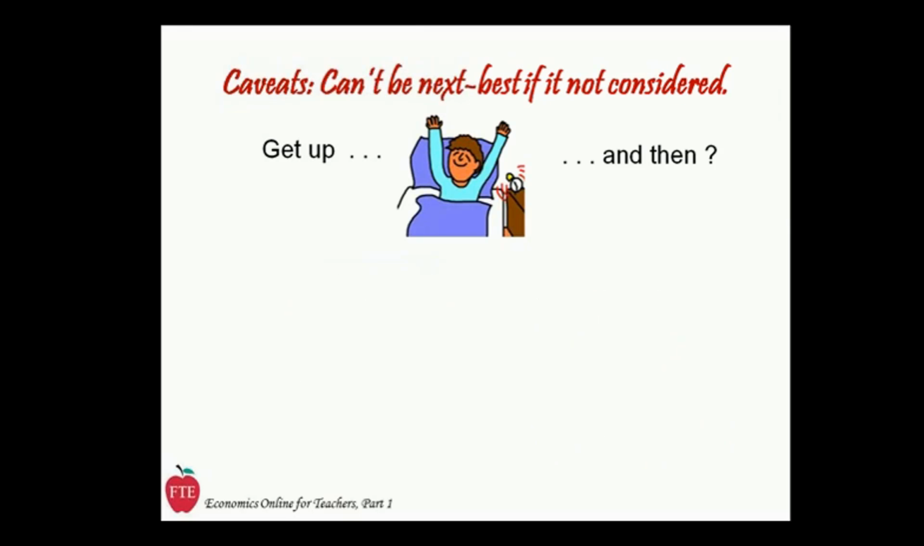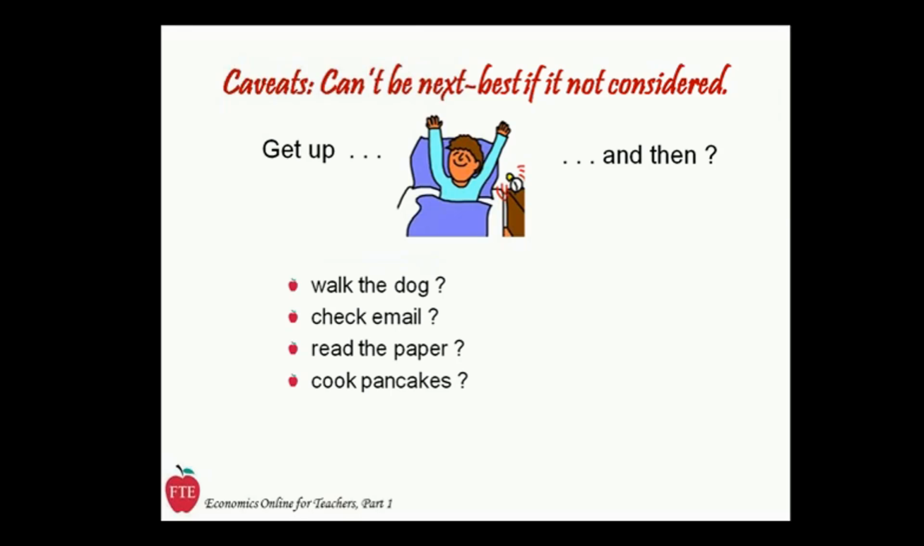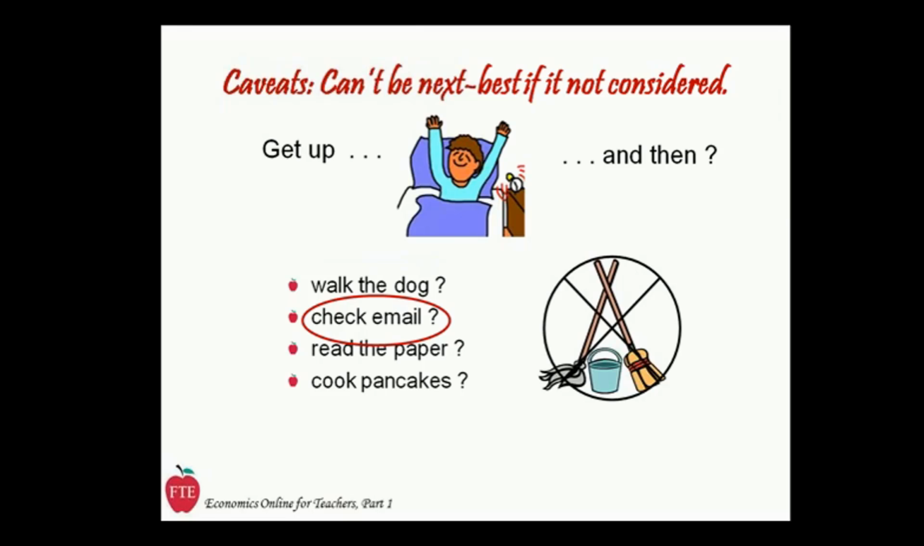Second caveat, only the considered alternatives matter. Notice that scrubbing the kitchen floor wasn't on my list of alternatives at all. It's not an option I considered. So it's not part of the equation and can't be the opportunity cost of checking my email. Now, if you saw my kitchen, you might think it should have been on my list of alternatives. But opportunity cost comes from what I put on the list of alternatives, not what you think they should be.